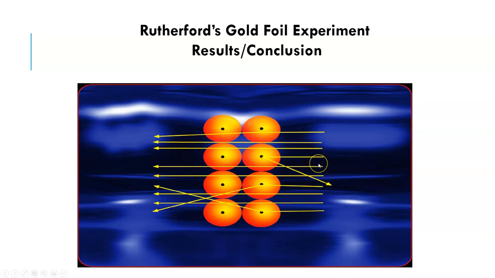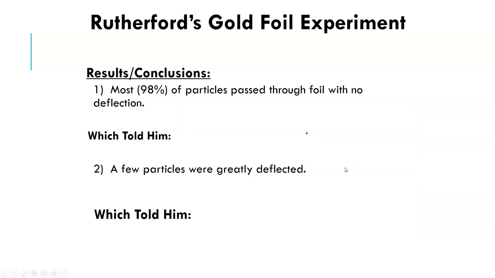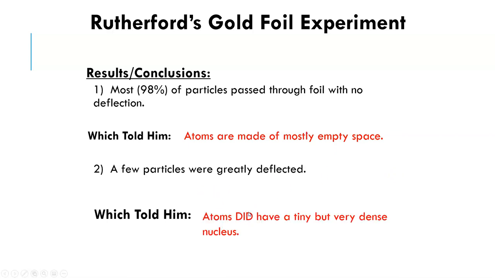But he did see a very, very small fraction of those alpha particles get deflected by something or shot right back out, back at him. So again, most of those particles passed right through the foil with no deflection. That told him that atoms are actually made up of mostly empty space. But the fact that a very small number were deflected told him that there was a solid bit inside an atom. And that solid bit was the nucleus of the atom.